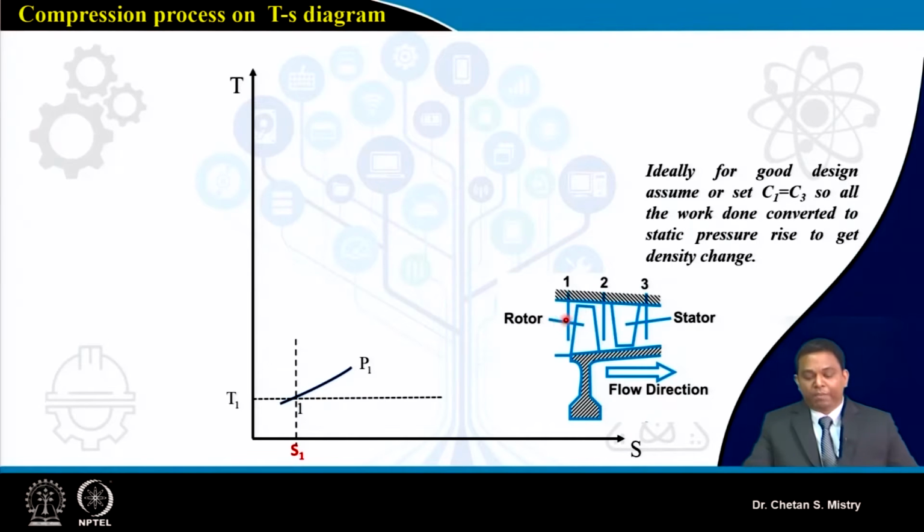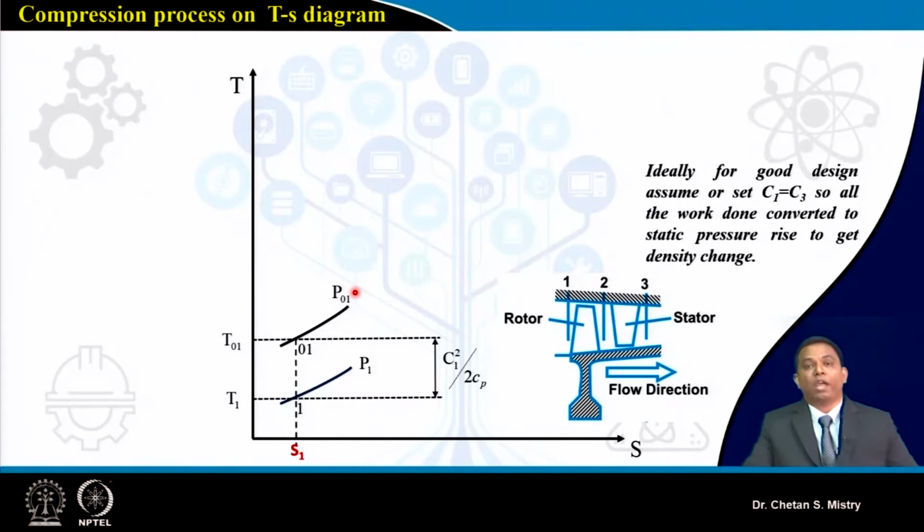Now what is happening? My flow gets sucked inside my compressor, the rotor especially. When it gets inside, it will acquire some kinetic energy, that is C1 square by 2Cp. So this is T1 plus C1 square by 2Cp, which represents my total enthalpy or my total temperature. And here I put this pressure as P01, which is called total pressure.